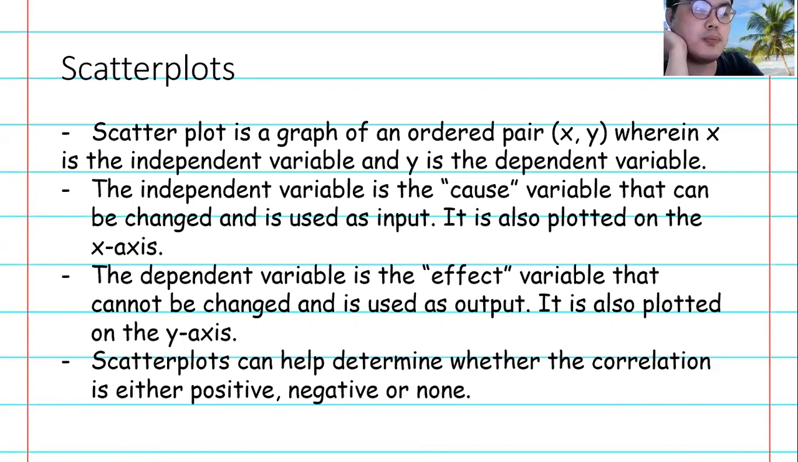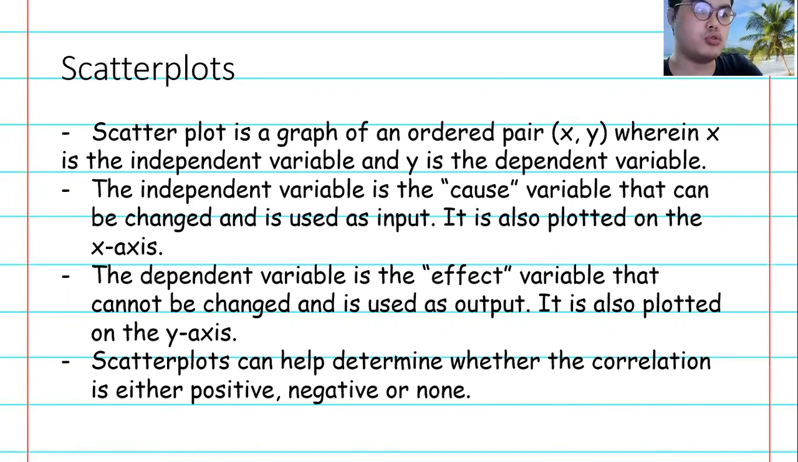A scatter plot is a graph of ordered pairs wherein x is the independent variable and y is the dependent variable. The independent variable is the x, or the cause variable, that is plotted on the x-axis, while the dependent variable is the effect variable, or y, and it is used as an output and plotted on the y-axis. Scatter plots can help determine whether the correlation is either positive, negative, or not.